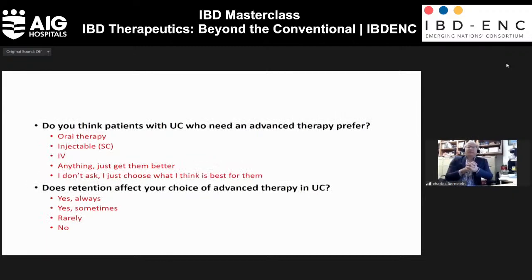And then ultimately, what makes JAK inhibitors different is, do you think patients with UC who need an advanced therapy would prefer to take a pill, an injectable, or IV? Or do you, as a physician, think, well, whatever works, let's get them better? Do you practice in a more paternalistic way of choosing for them?